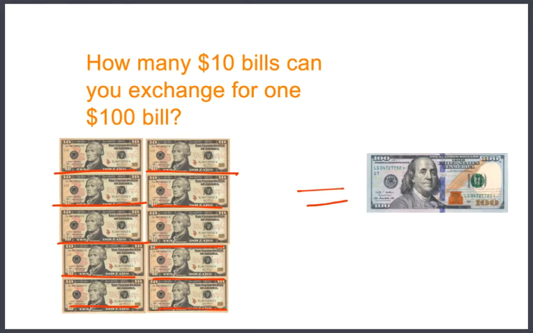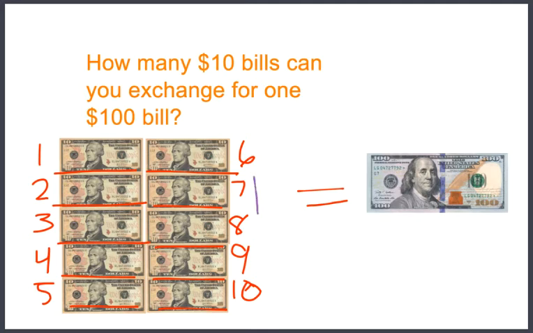How many do I have here? 1, 2, 3, 4, 5, 6, 7, 8, 9, 10. That looks more like a 6. I'm going to fix that. 10. So, how many $10 bills can you exchange for a $100 bill? 10.